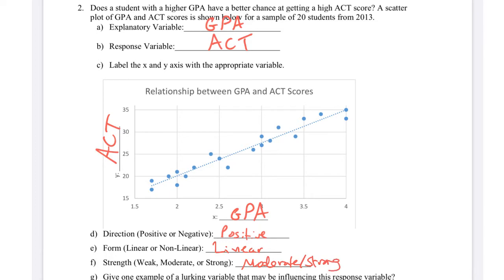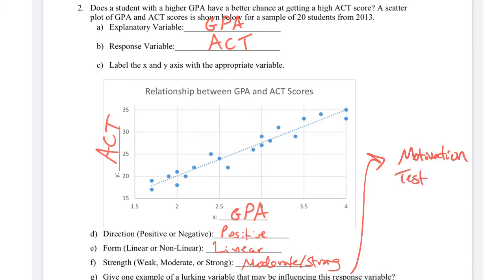And now for part G, we want to give an example of a lurking variable that may be influencing the response. So think of things, I'm going to write this up here, that could be affecting ACT score instead of GPA. Could be things like motivation. Typically students with more motivation in school would probably get a higher GPA, and then would study for the test to get higher ACT scores.